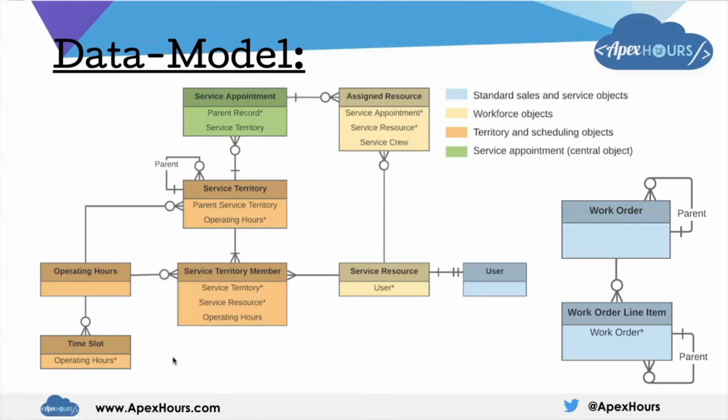Now, if a customer entitlement includes terms regarding when the customer has access to field service, you can track these hours on the entitlement using the operating hours field. For example, if customer A is entitled to service Monday through Friday from 8 a.m. to noon, but customer B is entitled to 24/7 service, you can create operating hours for each customer and assign them to the related entitlement. So this is how the data model works.